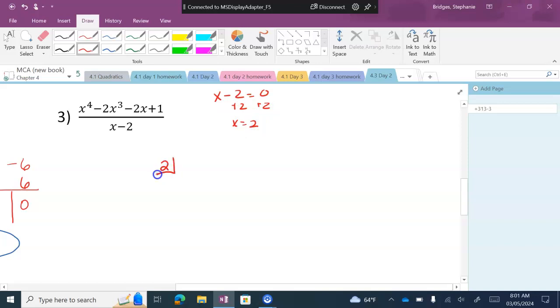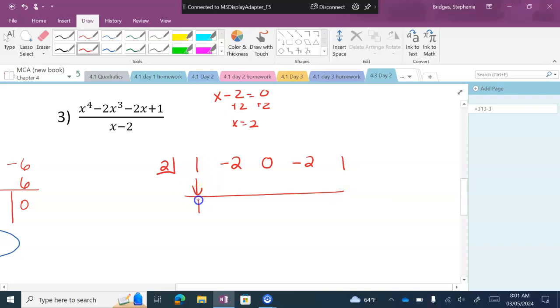So 2 goes in my box. It's 1x to the 4th minus 2x to the 3rd. I don't have x squared, so I put in a 0. Minus 2x plus 1. Is everybody good with that?